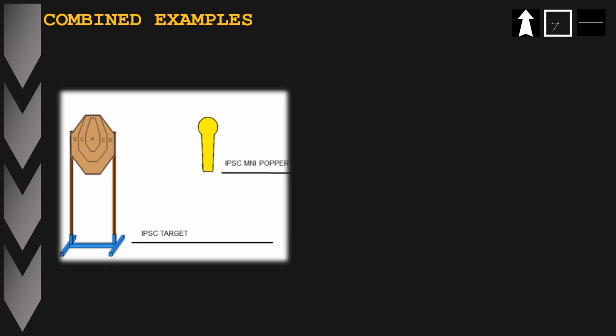In the next example, the paper target and the popper are placed further away from each other, but the paper target is nearest to us, so we already know using the main principles that we first shoot the paper target, and then we will transition over to the popper to engage the popper.